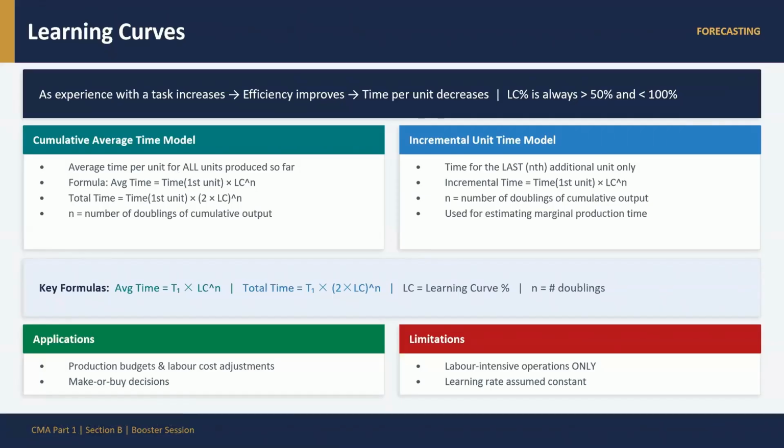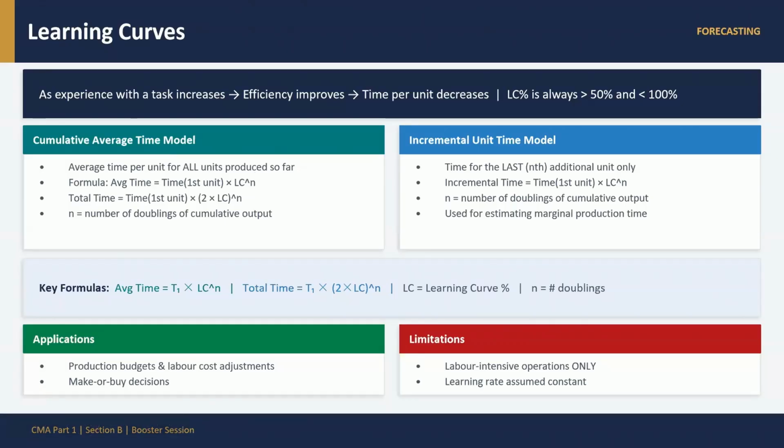And we have two formulas. One is to calculate the average time and the other one is to calculate the total time. So for the average time, you can use this formula: the time that you have taken for the first unit multiplied with the learning curve percentage to the power n. So what is this to the power n? It speaks about the number of doublings.